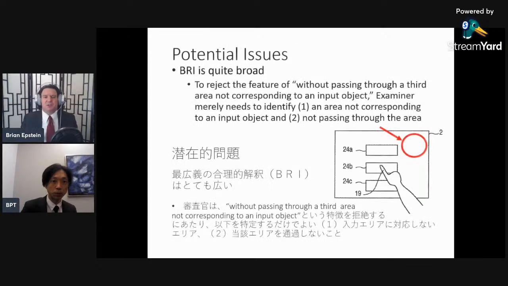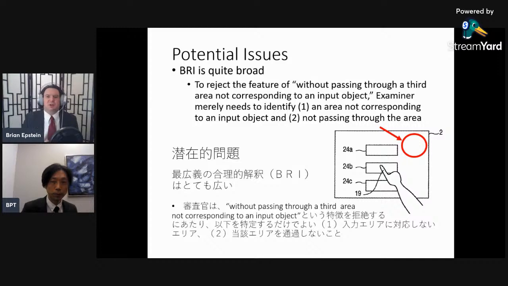So let's talk about some potential issues with negative limitations. The first is that, even if the USPTO will accept the scope of a negative limitation, maybe they're fine with it saying excluding, or maybe they're fine with something that says independent, negative limitations still might be unsuitable for the applicant. The first reason why is that the BRI, the broadest reasonable interpretation of a negative limitation, usually is quite broad.